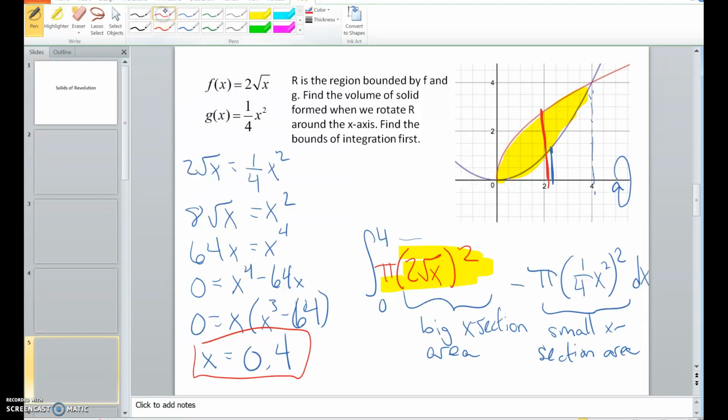So you can put that in your calculator. We can pull out a pi, because it's a constant and there's one on each term. You have 2 root x squared minus 1/4 x squared. So again, we're taking the difference of the squared radii, not taking the difference between the radii and then squaring them. So go ahead and pop this in your calculator and see what answer you get. Okay, when I put this in my calculator, I got that the volume is 60.32 cubic units.